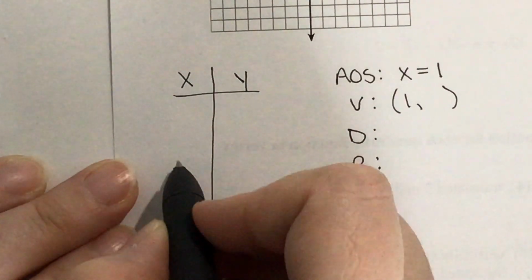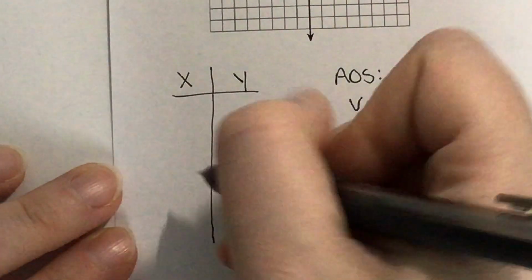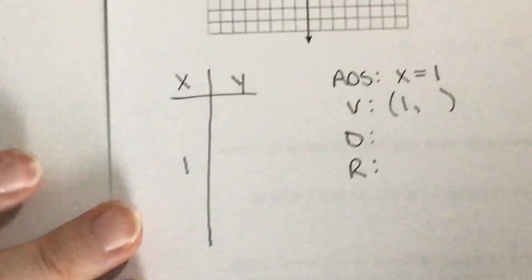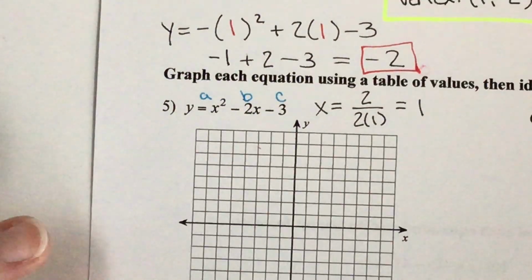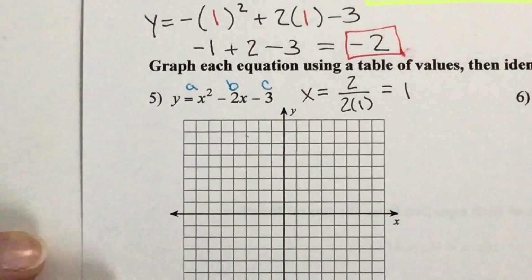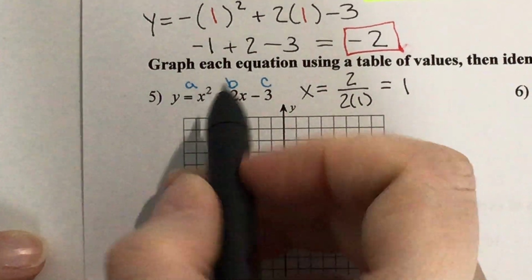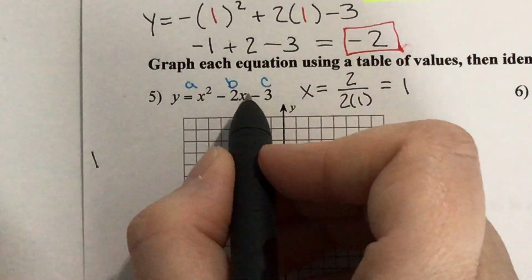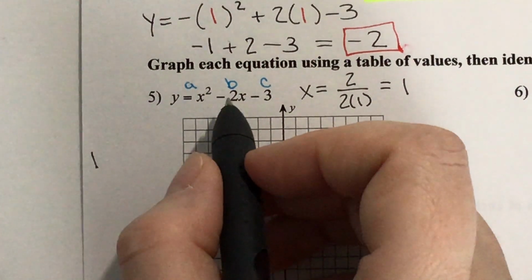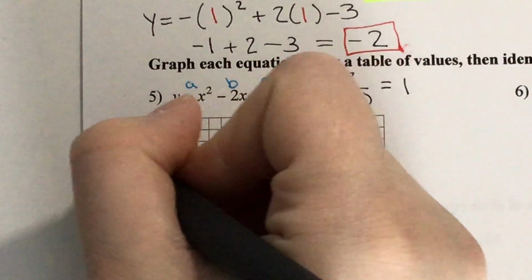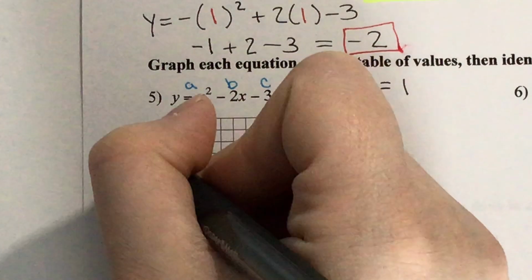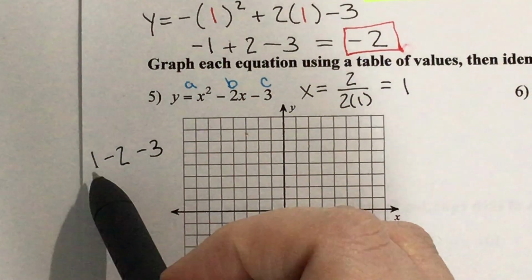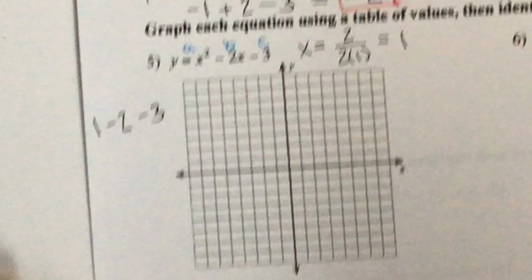And remember, that always goes in the middle of my table. So that'll be like about right there. Okay, so let's plug in 1 and see what we get. I like to sort of either do this part in my head or do it on a calculator. It really doesn't matter. 1 squared is 1. Negative 2 times 1, negative 2. Minus 3. Okay, so 1 minus 2, negative 1, minus 3 is negative 4. So 1, negative 4 is my vertex.